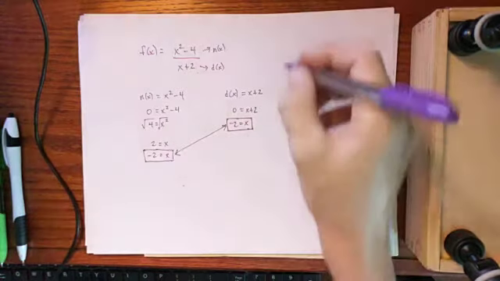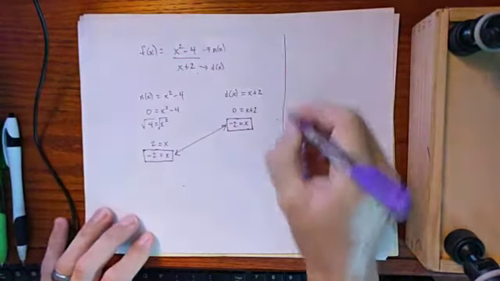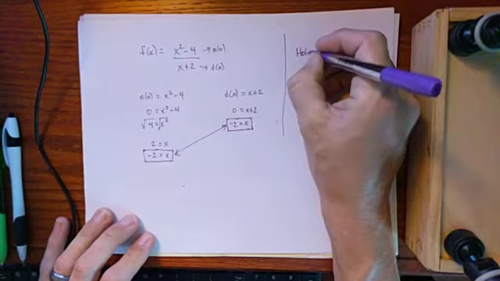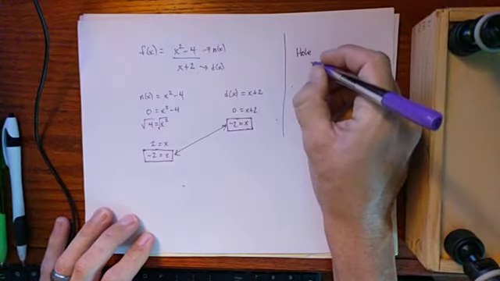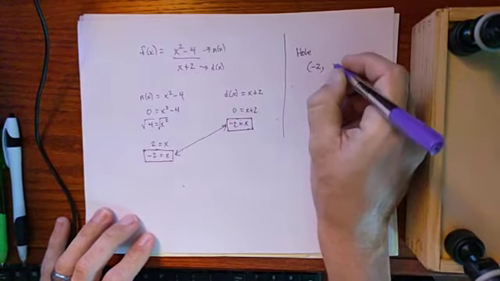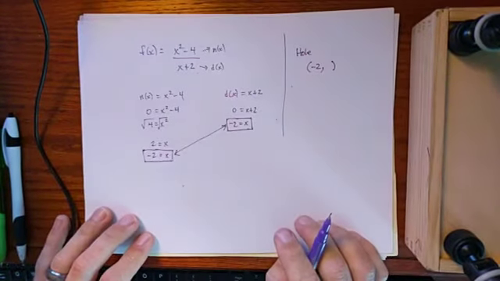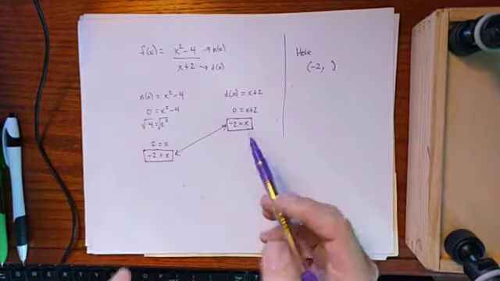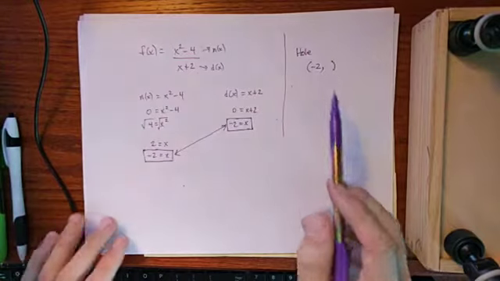So this means, let me list some stuff over here. This means that there's a hole at the x-coordinate -2. The y-coordinate we don't know yet, but we know that at -2 there's going to be this weird thing in the graph called a hole. Okay?